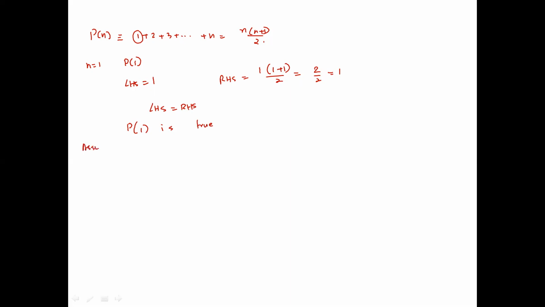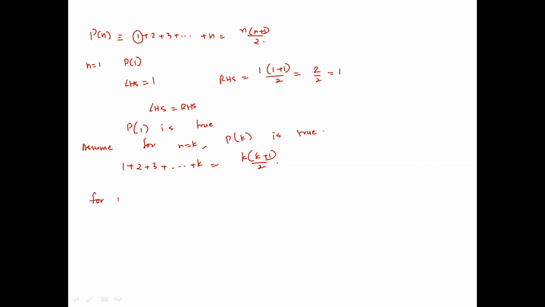Now assume that for n equal to k, P of k is true. That means the left side, 1 plus 2 plus 3 plus up to k, is equal to k into k plus 1 by 2. Left hand side is equal to right hand side.